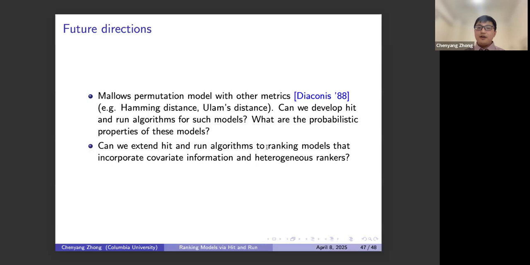And in statistics and machine learning, people consider more complicated ranking models. For example, we can consider ranking models that also incorporate certain covariate information about either the rankers or the items. And we can also consider heterogeneous rankers. Can we also extend the hit and run algorithm to those settings? Those are the aspects that I'm lately working on.